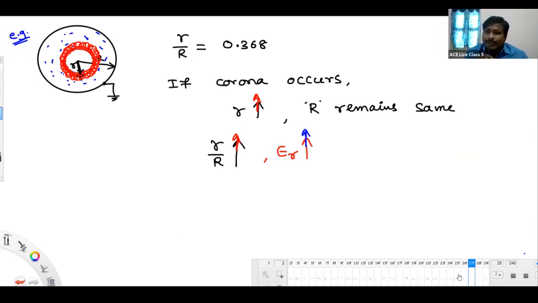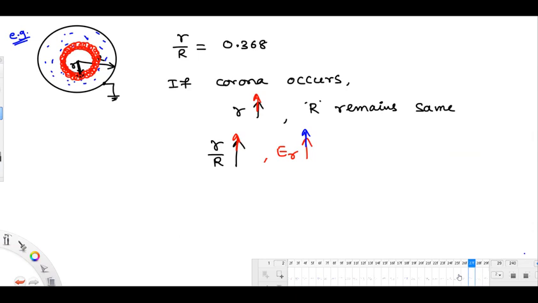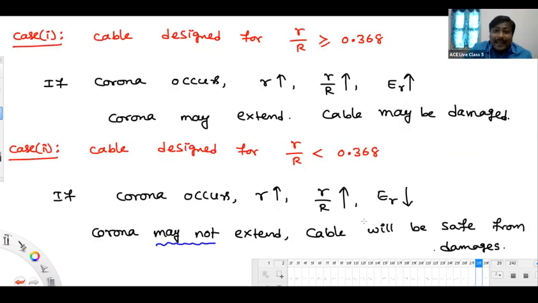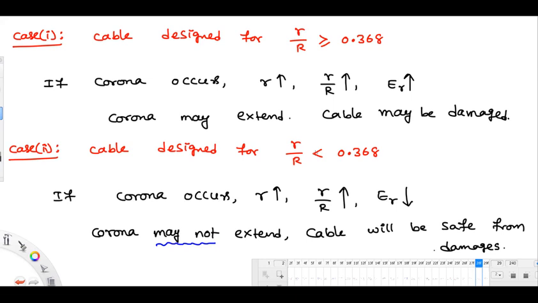Okay, sir. And regarding this only, sir, this corona may reduce, but maybe you can't completely take this corona out, even if it reduces. So I said, if a strong surge occurred, even though you are following this condition, the cable may damage. Even though you follow the second case only for design, still the cable may damage. Chances are there. Okay. And sir, that's why I said corona may not extend.